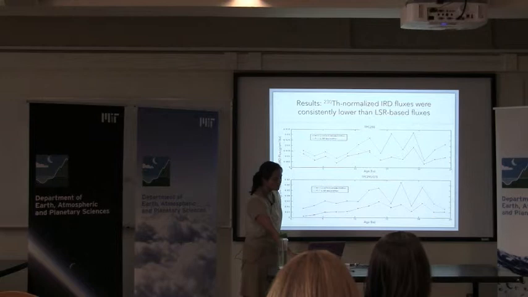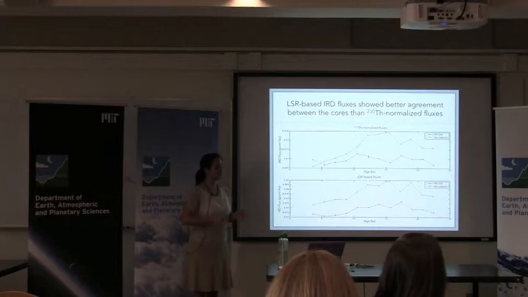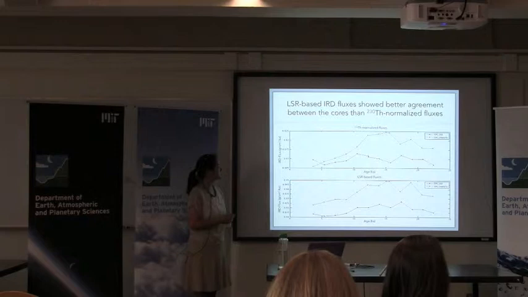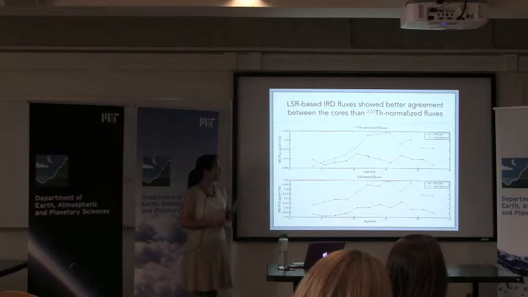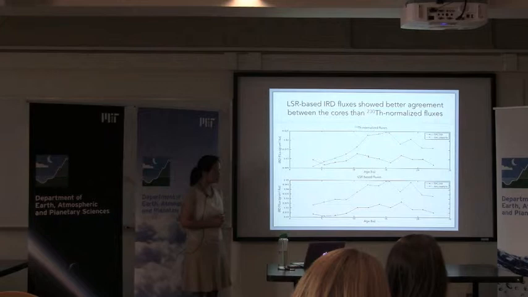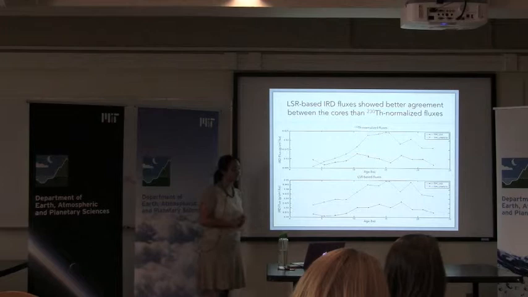And here is another set of plots that is comparing the methods instead of comparing the cores within each method. The top plot is showing the 230 thorium normalized fluxes, and the bottom plot is showing the LSR-based fluxes. The blue line shows core 290, and the red line shows core 288. And these have been smoothed with a simple running average so that we can get a better sense of the overall trends in the data.